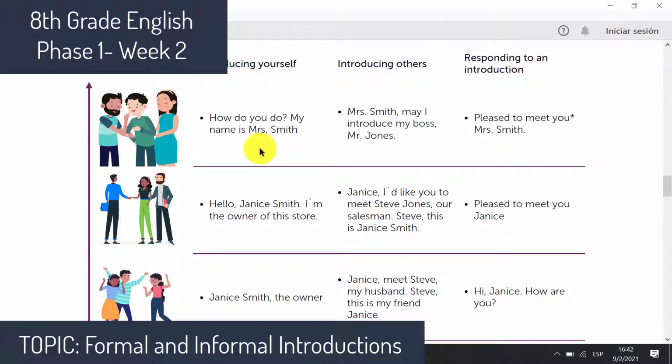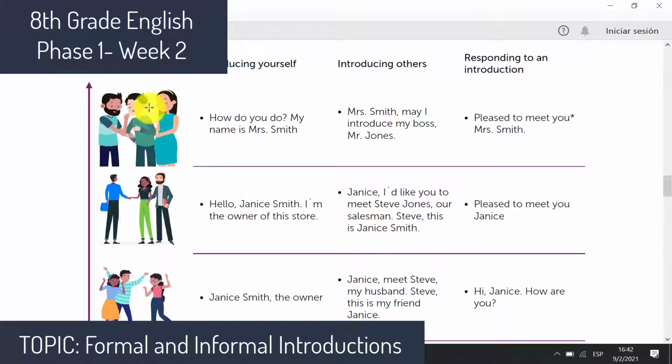Señora, yes? Hey, no soy fulano yet, no. Es Mrs. Soy la señora. How do you do? My name is Mrs. Smith. Yes? It's a very formal conversation. How do you do? My name is Mrs. Smith. Okay? Mrs. Smith, may I introduce my boss, Mr. Jones? Pleased to meet you, Mrs. Smith. ¿Ok? Entonces, aquí tenemos a el jefe. Yes? Mr. Jones. Y aquí tenemos a Mrs. Smith. La señora Smith. ¿Ok?